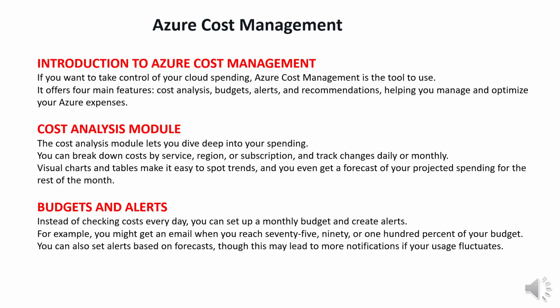Budgets and alerts. Instead of checking costs every day, you can set up a monthly budget and create alerts. For example, you might get an email when you reach 75, 90, or 100% of your budget. You can also set alerts based on forecasts, though this may lead to more notifications if your usage fluctuates.